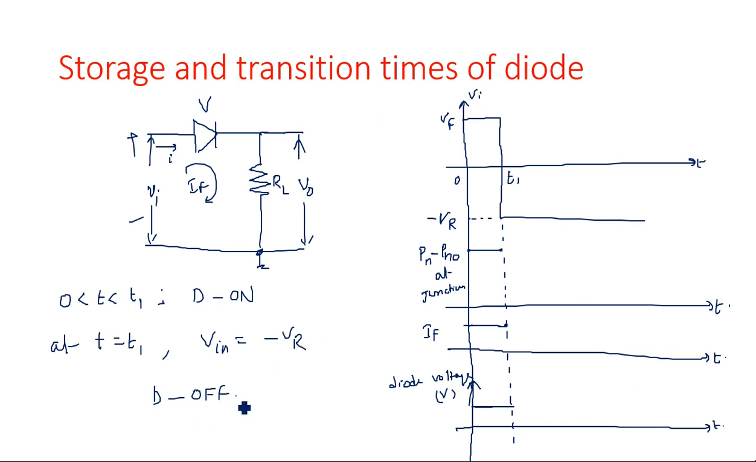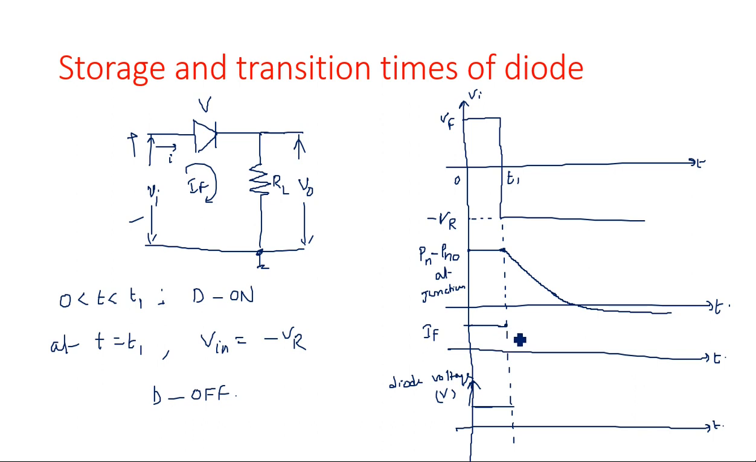Now what happens after t equal to T1? There is a sudden change in the input voltage from positive Vf to minus Vr. Then the electrons slowly go away from the junction, so the current starts decreasing. The majority charge carriers now will be holes. So the charge carriers slowly decrease across the junction. Hope you understand.